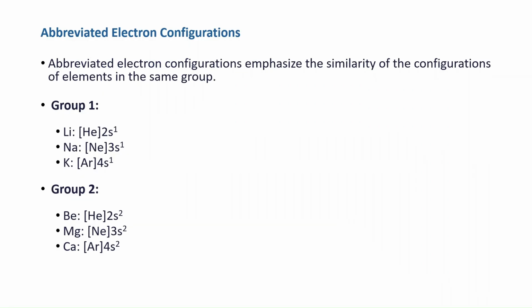Another advantage of abbreviated configurations is that you can compare groups. Look, in group number 1, they all have S1. It's a different energy level, but they all end up in S1. Group number 2, they all end up in S2. And you can see that in all of the groups. That similarity in electron configurations is going to become very important, because we're going to see that all of the elements in one group have very similar properties. No wonder. They have the same number of valence electrons. Of course, they're going to have similar properties. So abbreviated electron configurations remind you of that and allow you to see it very easily.